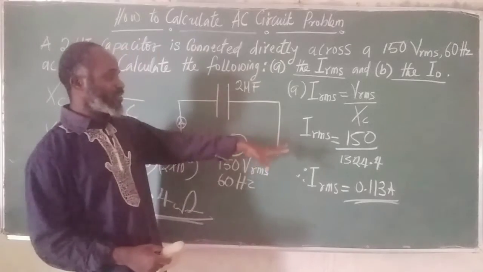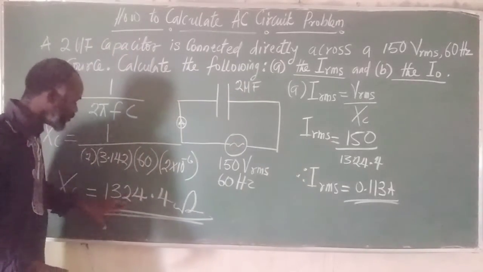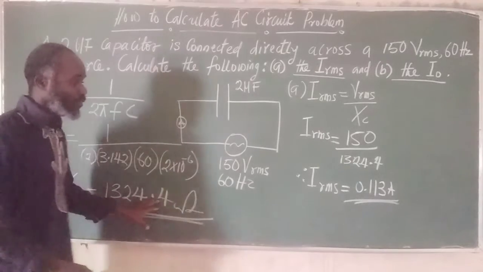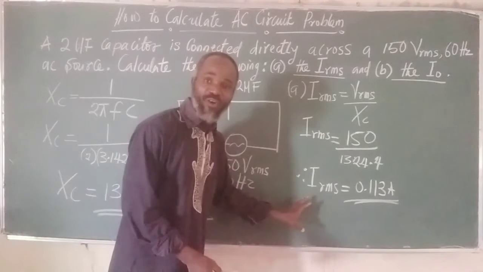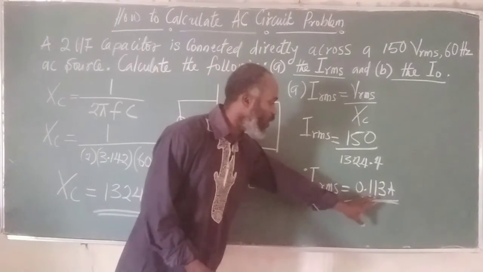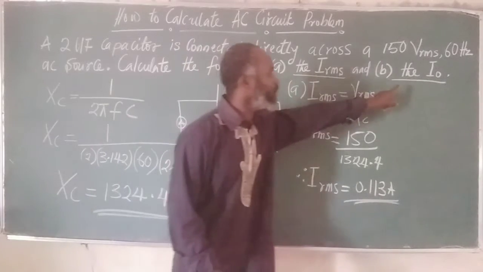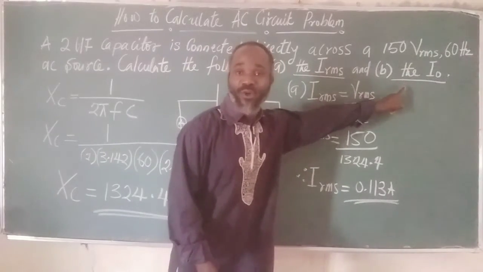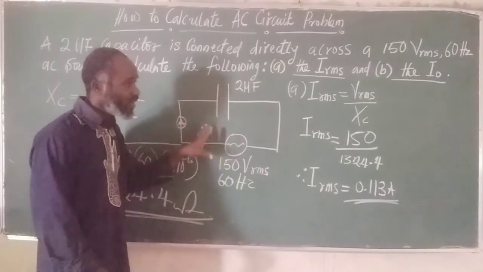Okay, so let's go back to this. We have succeeded in finding the capacitive reactance as 3424.4, and we have also succeeded in finding the root mean square value of the current as 0.113 amps. Then the next thing we need to do is to find the peak value current flowing through the system. And it's very simple.